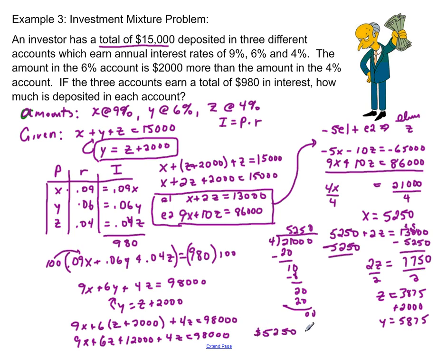And so we would say that in each of our accounts, we would be investing $5,250 at 9%. We would be investing $5,875 at 6%. And we would be investing $3,875 at 4%.